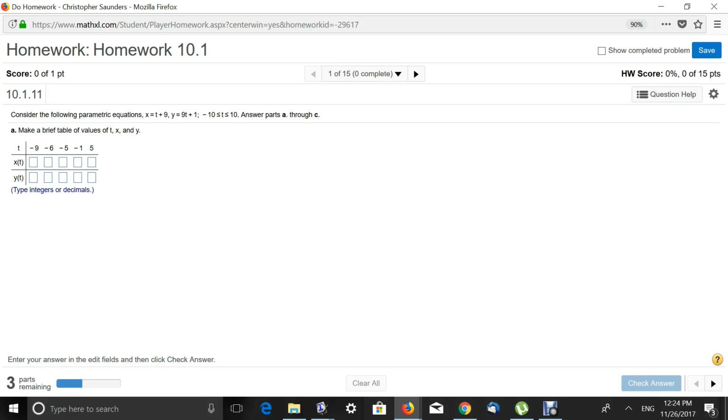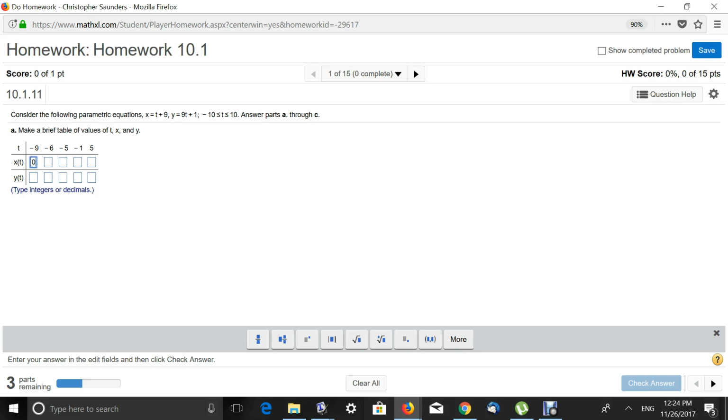So if I plug negative 9 in for t into the formula for x, I get negative 9 plus 9, which is 0. If I plug negative 6 in for t, I get negative 6 plus 9, which is 3. Putting negative 5 in makes negative 5 plus 9, which is 4. Negative 1 plus 9 is 8. And 5 plus 9 is 14.